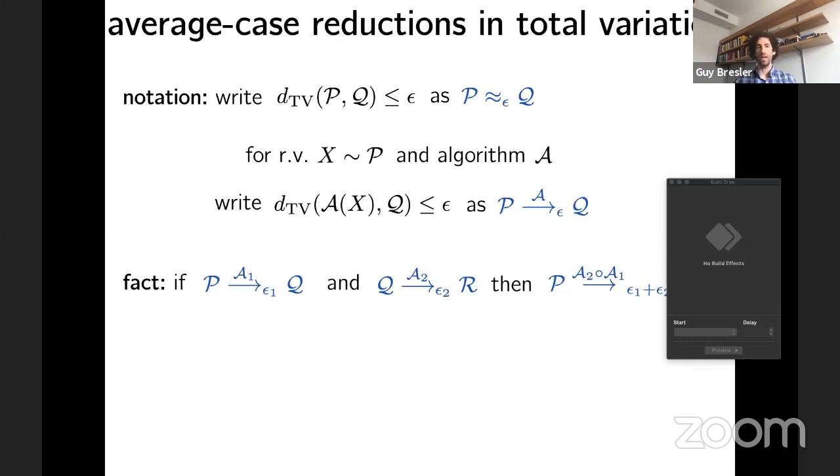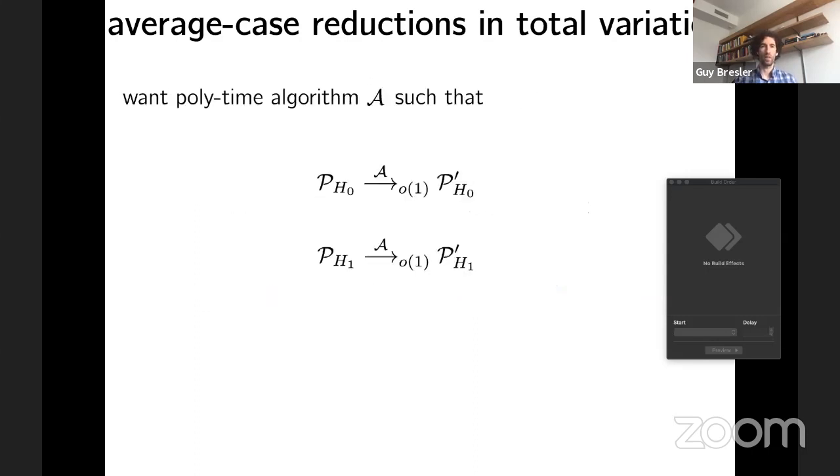One small fact is that by the data processing inequality for total variation distance, a general property of f-divergences, you can compose these relationships and the errors add up. So if P maps to Q with error epsilon 1, and Q maps to R with epsilon 2 error by an algorithm A2, then the composition of these algorithms maps from P to R, and the error is at most the sum of these two errors.